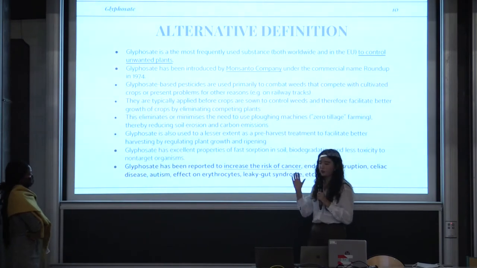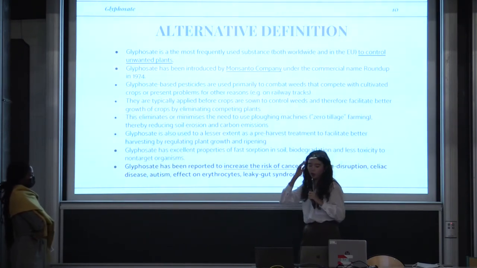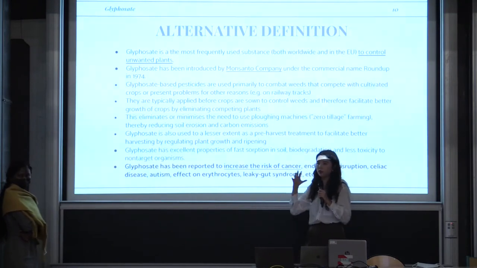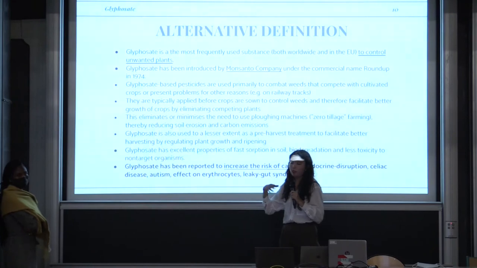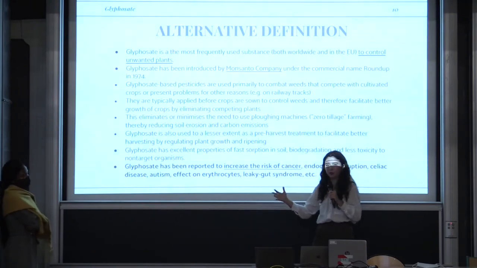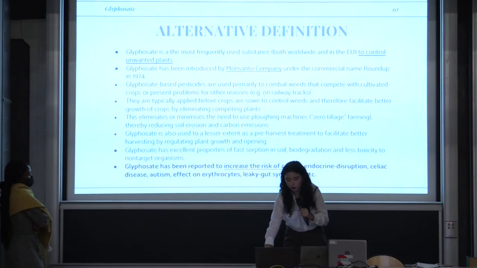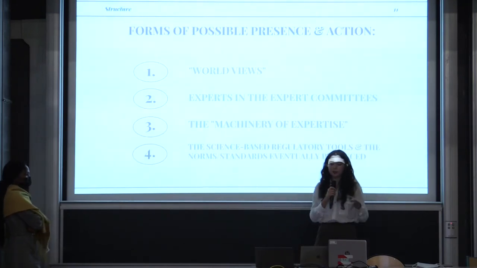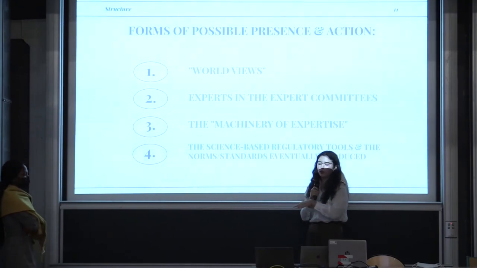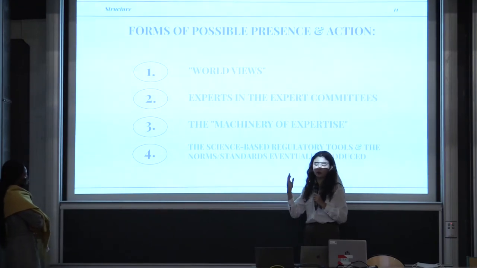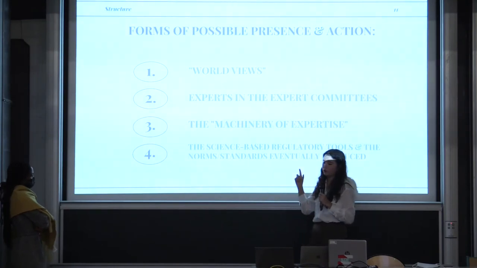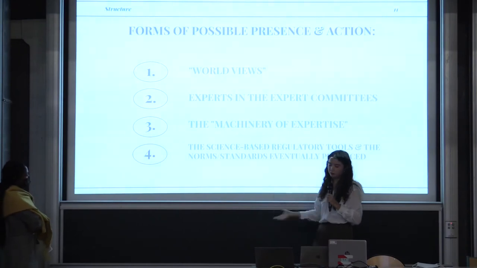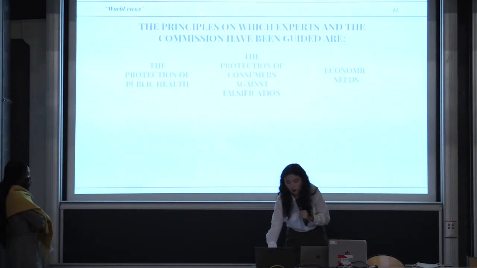So this is the pesticide we're going to talk about, along with the standards behind all of this, and how we can see that industries influence the work of the organizations in charge of it all. As in the paper, we decided to structure it around four forms of their possible presence and action: worldviews, experts in the expert committees, the machinery of expertise, and the tools and the norms.